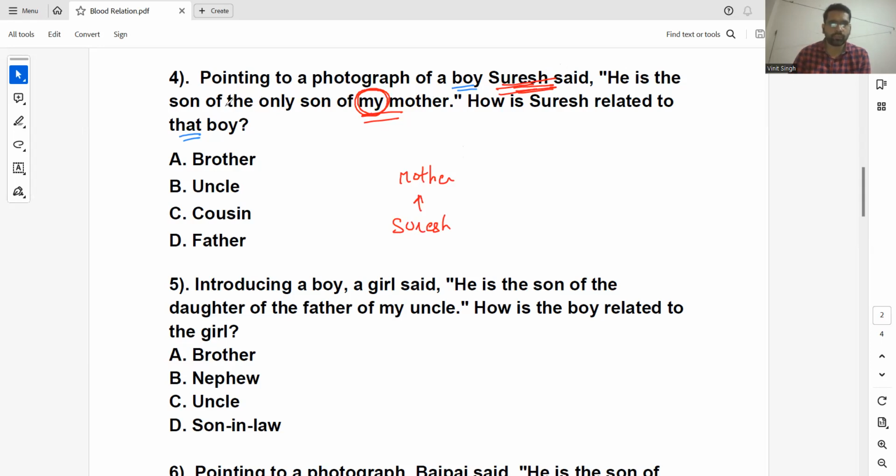Now, he is the son of the only son of my mother. Only son of my mother. Suresh's mother. Clear? And the only son of Suresh's mother is Suresh himself. Clear? Suresh's mother. The son of Suresh's mother. So Suresh himself. Now, he is the son of the only son of my mother. Only son of my mother is Suresh. He is the son. Means Suresh's son.